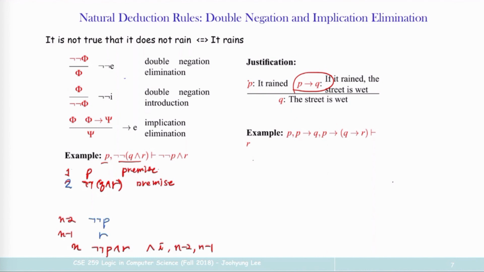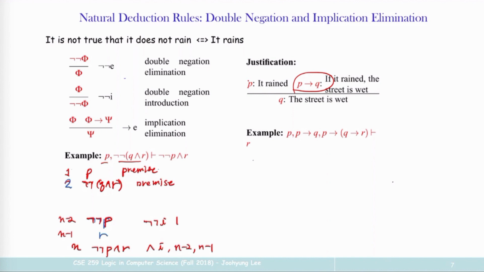Double negation introduction from line 1, right? Line 1 says P, so we can use the double negation introduction rule. Then we can introduce the double negation there. So that's it. Let me now turn it into red. This is fine. From P, we can derive not P. That's it. Now our goal is to derive R.